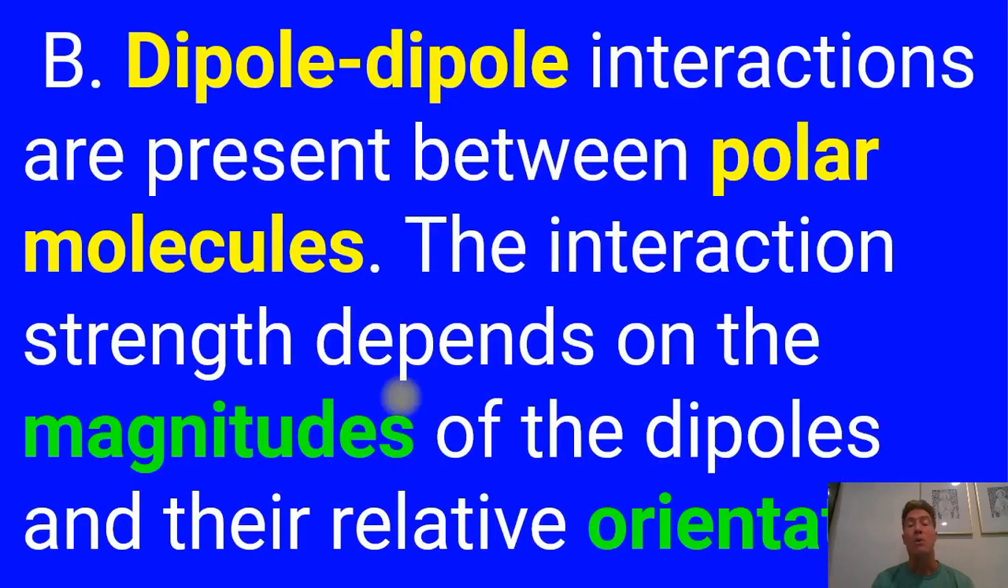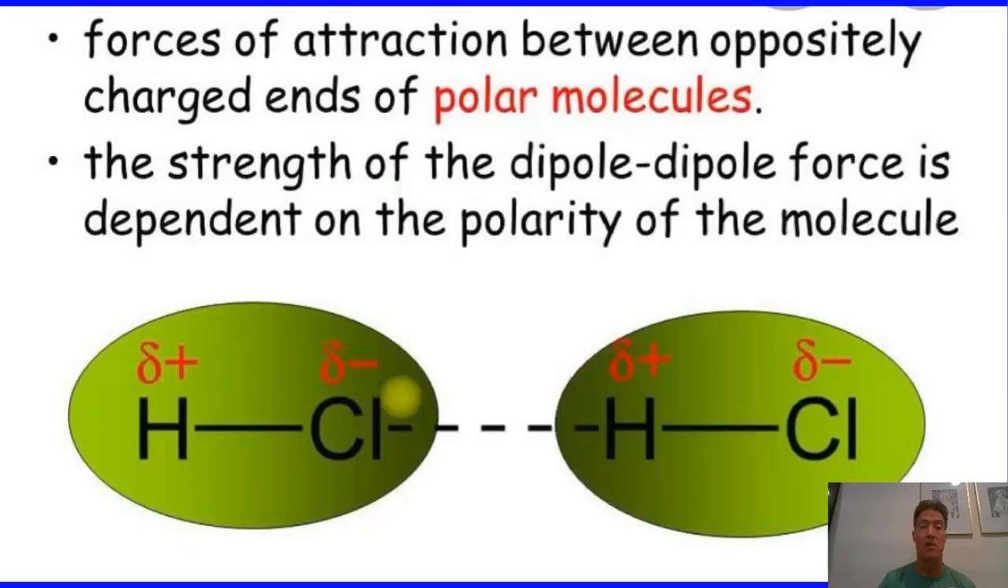We can also get dipole-dipole interactions, and this is when we have two polar molecules, either the same molecule or different, but they're both polar. And again, the interaction is going to depend on the magnitude of the dipole and their relative orientation to each other. So let's look at HCl, which is a polar molecule, and these are going to orient themselves so that their opposite charges are close to each other. And so the negative part of this Cl will orient itself towards the partial positive charge of this H.